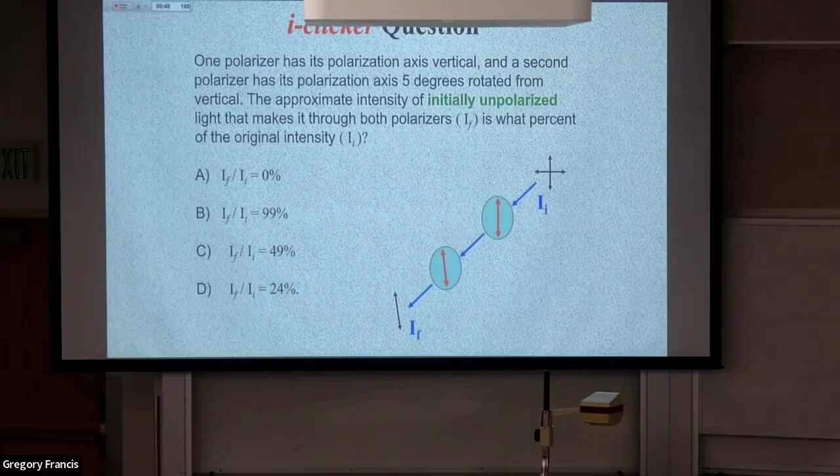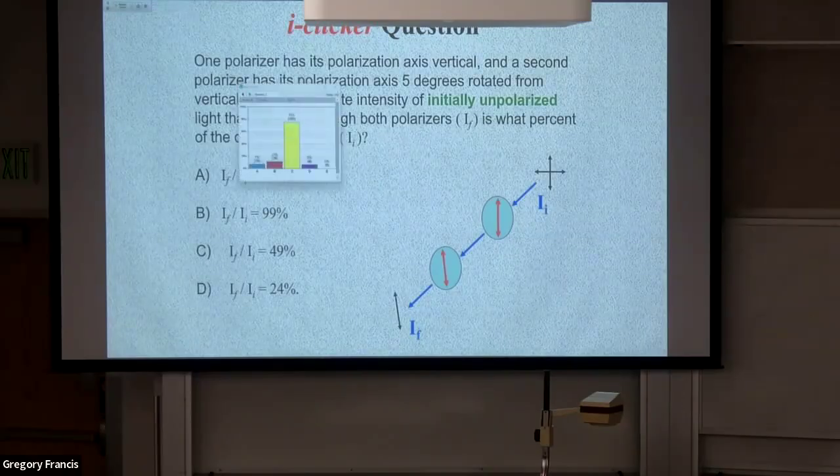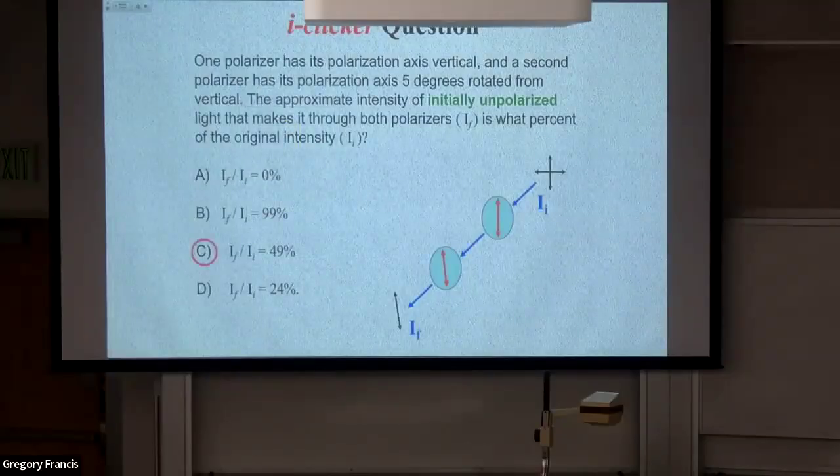Okay, last call. Good. C is the correct answer. And that's because 5 degrees, that's not much. The cosine of 5 degrees is going to be pretty close to 1. That's going to let most of the light through that gets to it. But it started with only half the light, because only half the light made it through the first polarizer. And so just a little bit less than half is the correct answer.